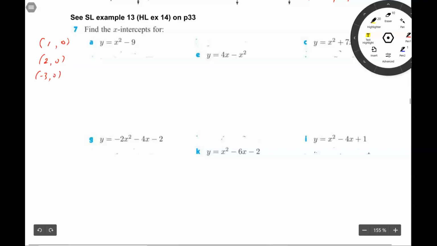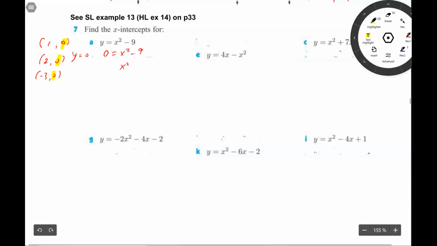And do you notice how the y values are always 0? So the way you can find the x-intercepts for a function is all you need to do is put y equals 0 into the function. So let's do that. So it's going to be 0 equals x squared minus 9. And we can solve for the x value.